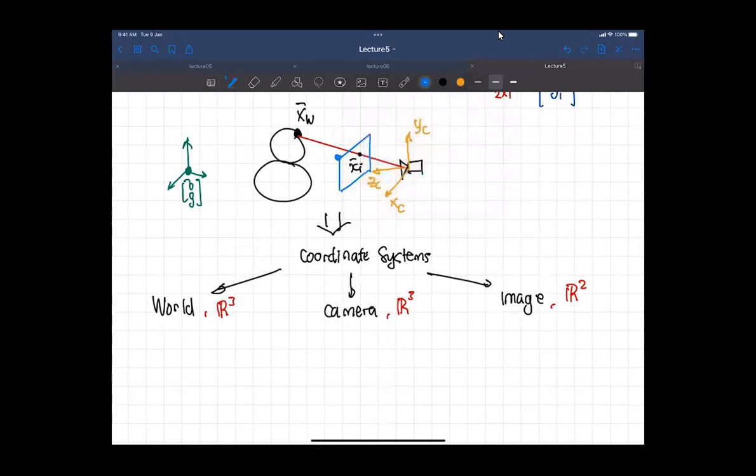So this one is your origin, that one is your X_I, and this one is your Y_I. So Y_I and Y_C are parallel. X_I and X_C are also parallel, because your image X and Y depend on your camera rotation, so it will follow the rotation of your camera. Any questions here? Okay, so we have three.